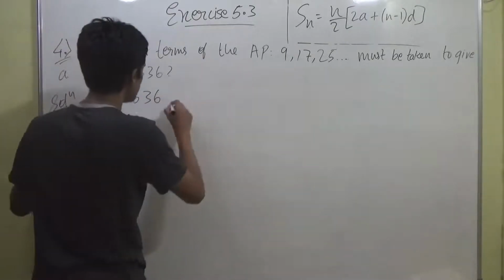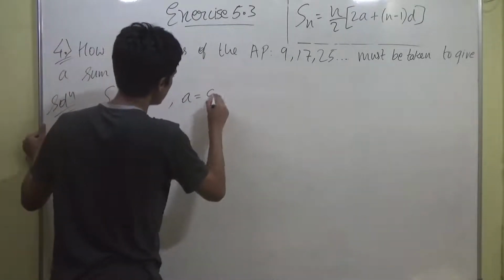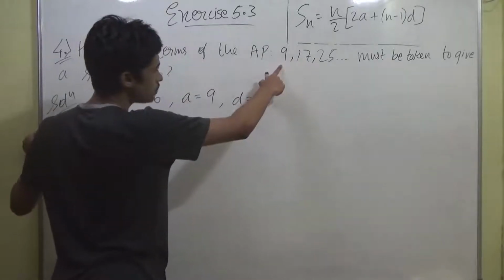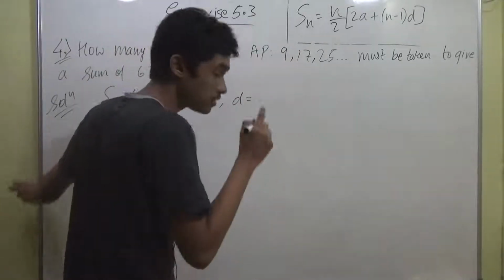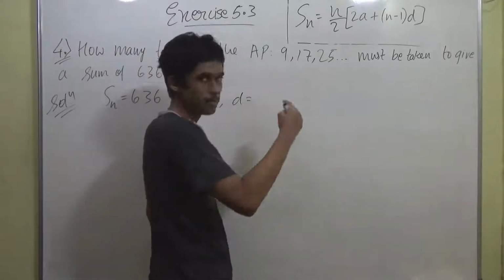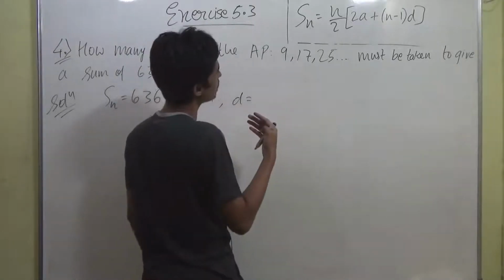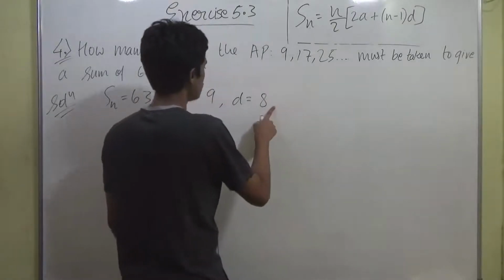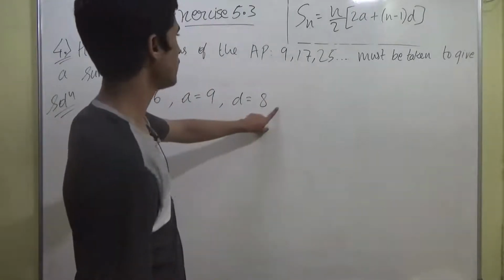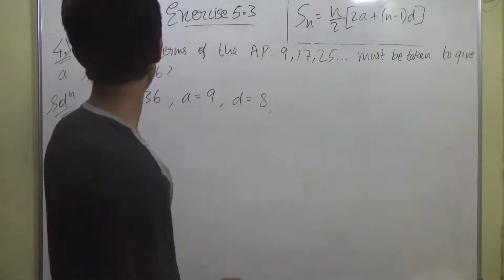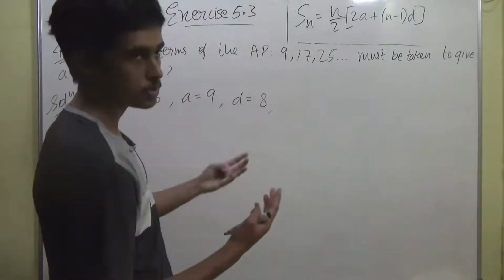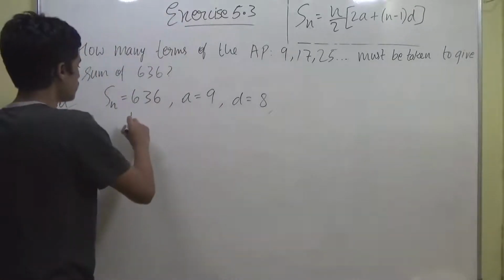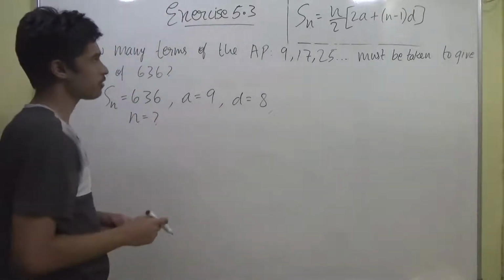A is equal to 9 in this AP, and D is equal to A2 minus A1, that is 17 minus 9, which will be equal to 8. Sorry, just 8. D is 8 and n you don't know. How many terms? That's what you have to find. n is the unknown here, that is how many terms. n is equal to question mark, that we have to find now.